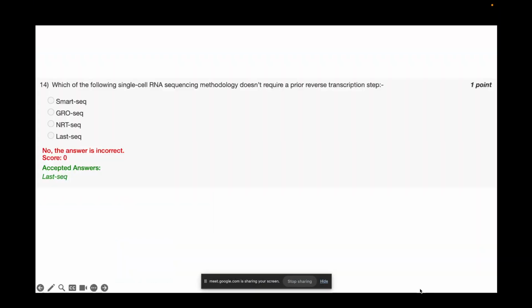It's last week. I'll not go into the details of these because I have not covered it here. But yeah, these are different types of sequencing, single cell RNA sequencing methods. If you want to give it a read, I think Sir has also covered it in quite some detail.